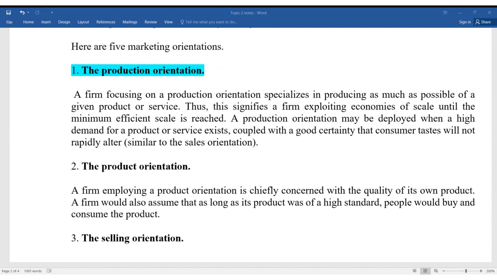Now, another thing relating to the production concept is how it is applied today. Under what circumstances would marketers apply this concept?